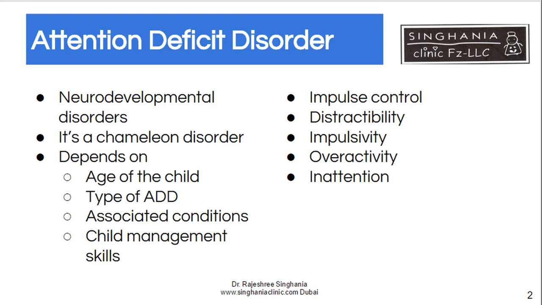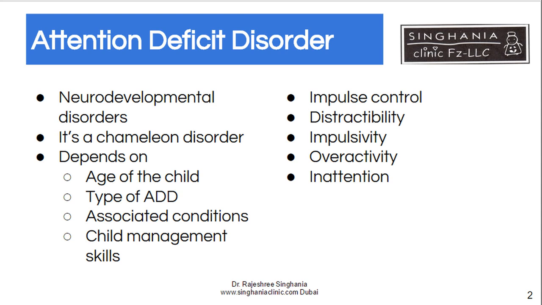As you all know, ADD or ADHD is one of the commonest neurodevelopmental disorders seen in children. It may be almost 10%. What is important and not known is the chameleon nature of the disorder. It changes, it is masked, and it doesn't present the way you think it should.